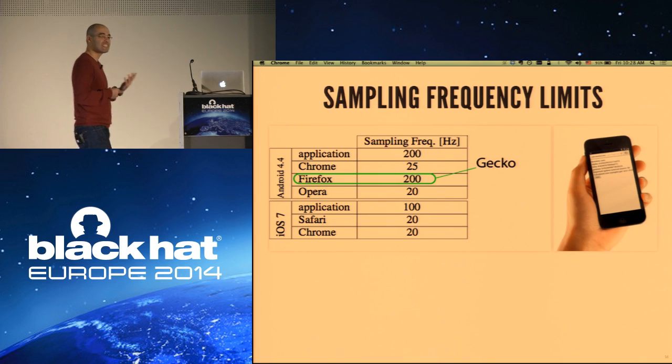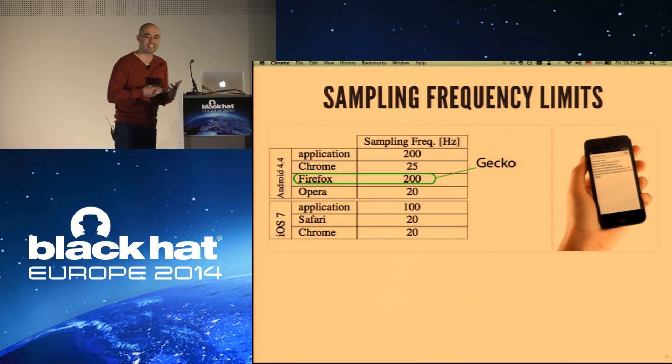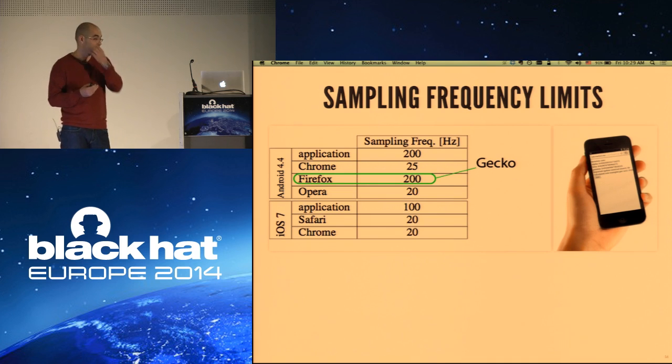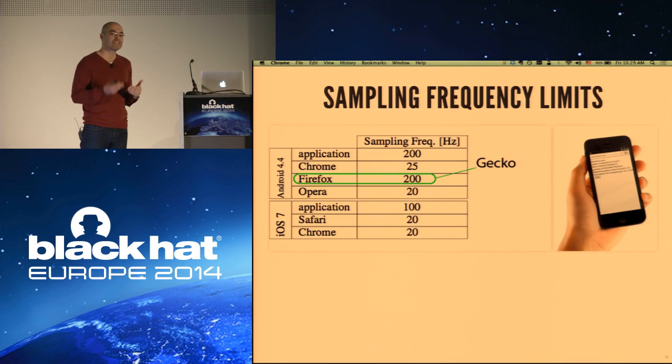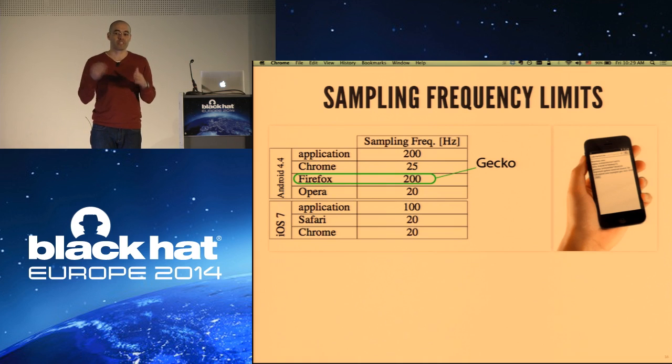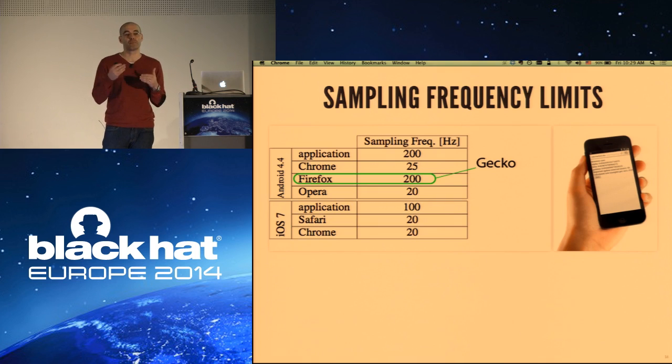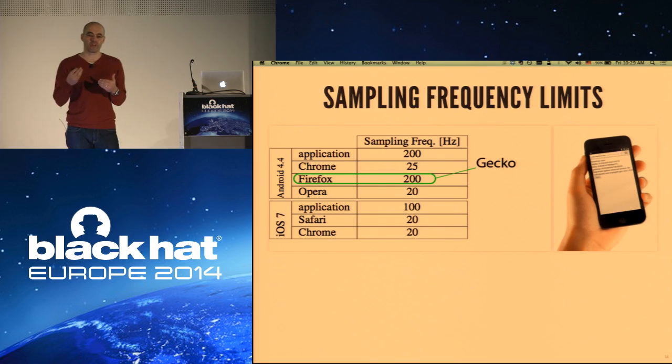Now, why is it so important? Why do we keep talking about this sampling frequency? Why is it so important to have a high sampling frequency? Sampling frequency is so important because it determines the range of sound frequencies the gyroscope can pick up. According to the Nyquist theorem, using 200 hertz of sampling frequency, we can only hear sounds which have frequencies of up to 100 hertz, which is pretty low.